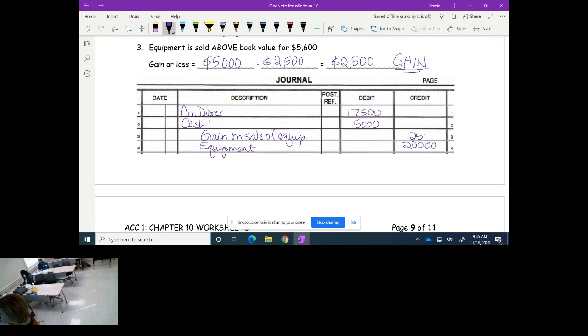Huh? Was there what? 56. I'm sorry. You are correct. I saw 5. 56 minus 2,500 is 31, right? It's a bigger gain. So in this case, we would have cash 5,600, gain 3,100. The other numbers would stay the same. Sorry about that.